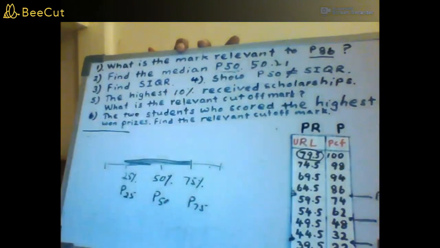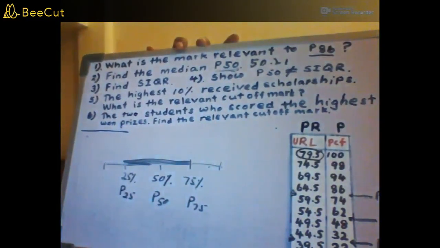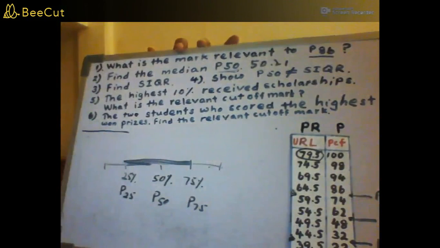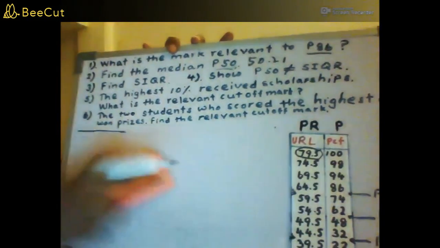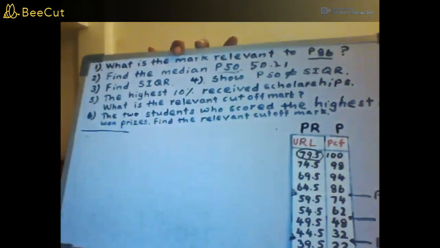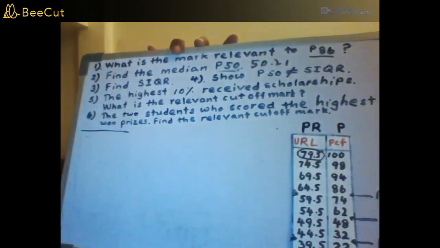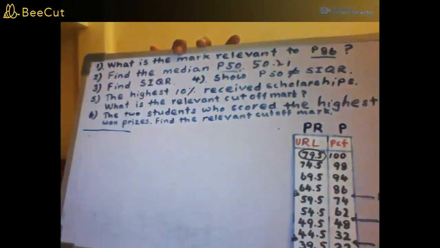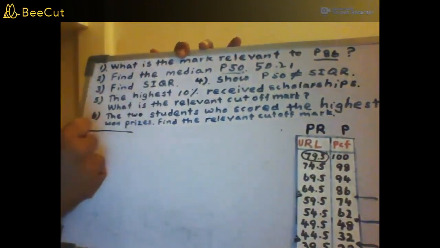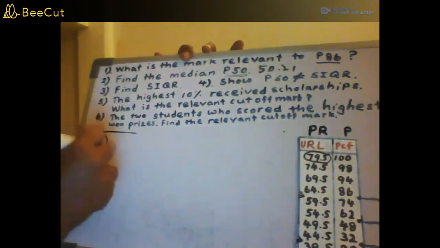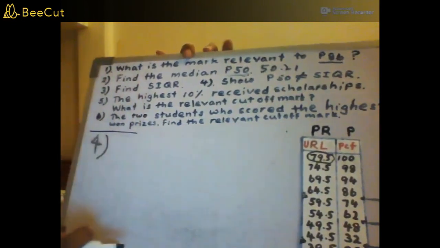Our SIQR is 9.46. Right? I'll explain these things to you later. For the time being, learn SIQR means P75 minus P25. Right. Number 4. I'm discussing all the possible questions, right?